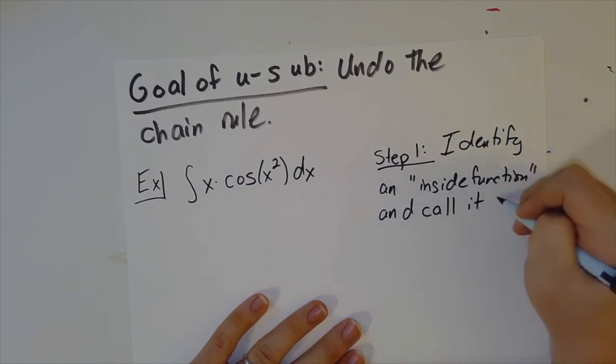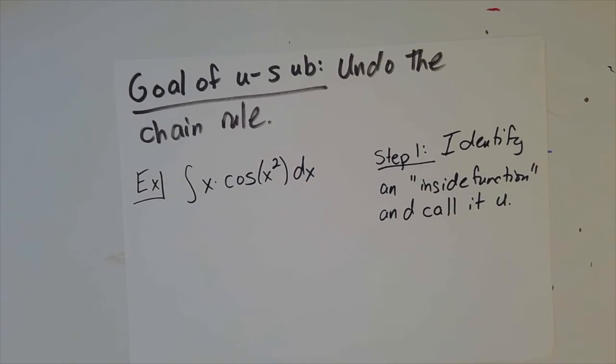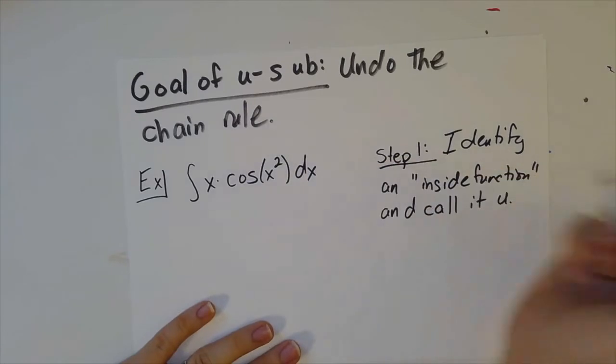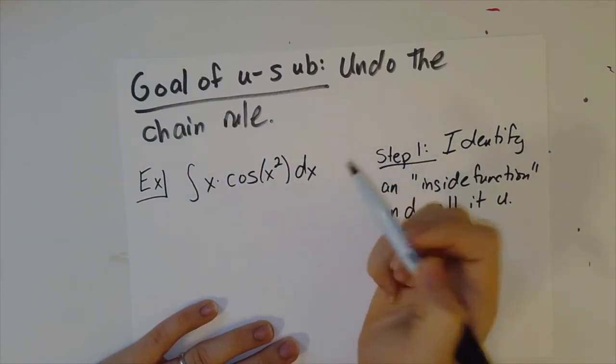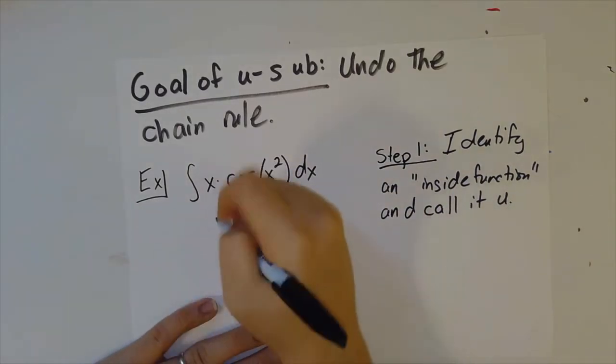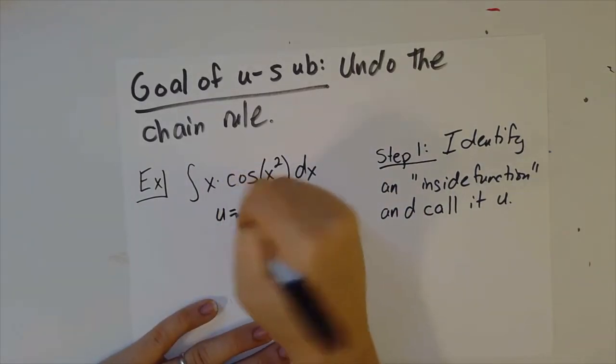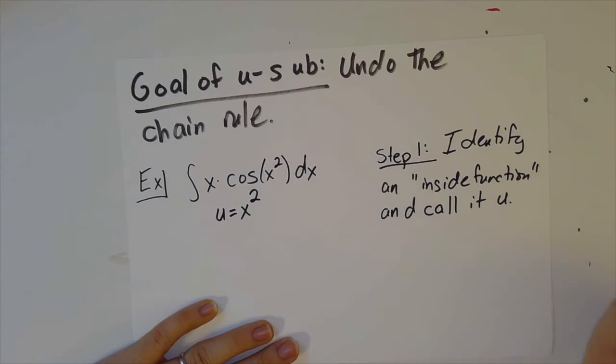And then I'm going to call it u. You can call it any name you want, but the reason it's called u-substitution is that, by tradition, we tend to use the letter u for it. So the only function here that's inside something else is this x squared. So I'm going to write here u equals x squared.